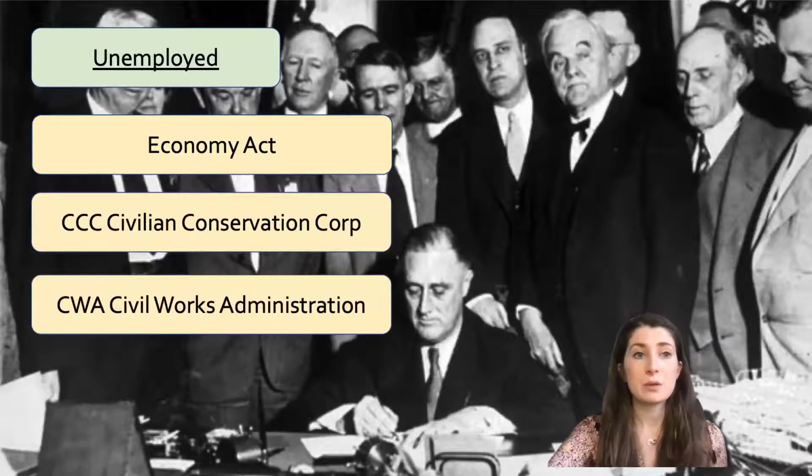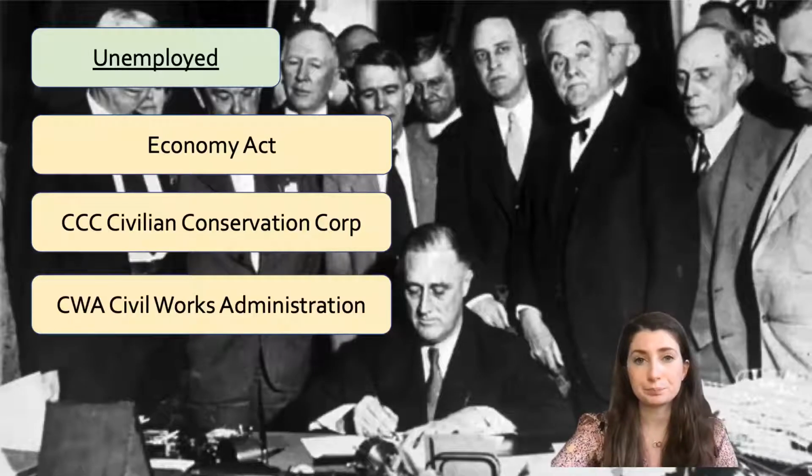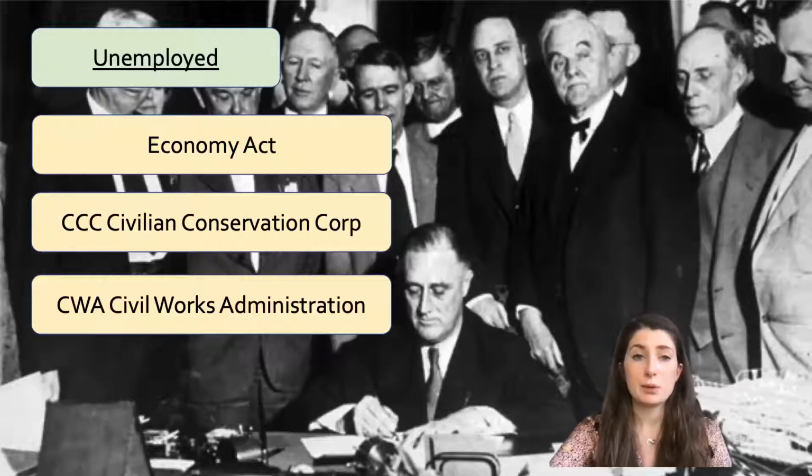Then there was the CWA, the Civil Works Administration. This provided temporary work for 4 million men, building schools, airports, roads, and 150,000 public toilets.